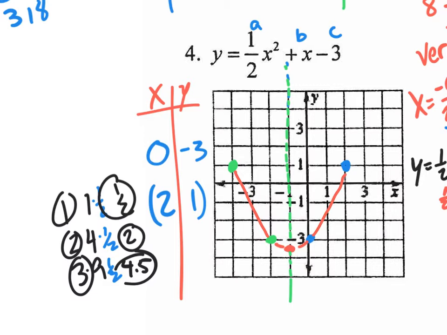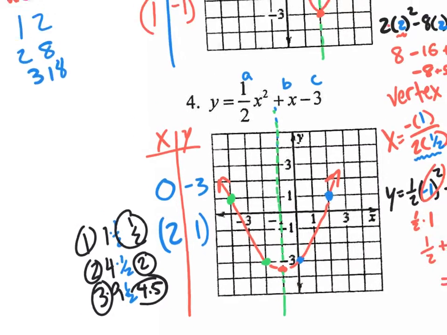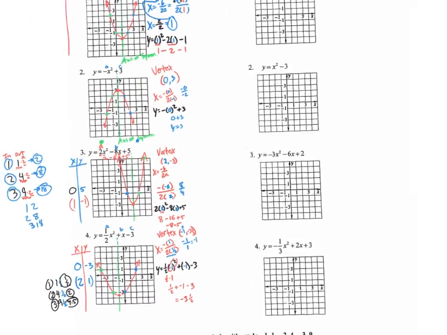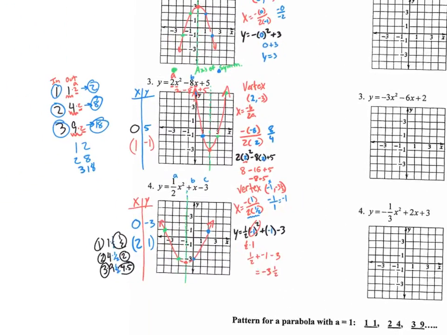It is definitely wider than your regular parent graph because the a value is closer to 0. That's why it's wider. So I've done a lot of examples in this video. I need you guys to try these guys on the right side. That's your homework for tonight.